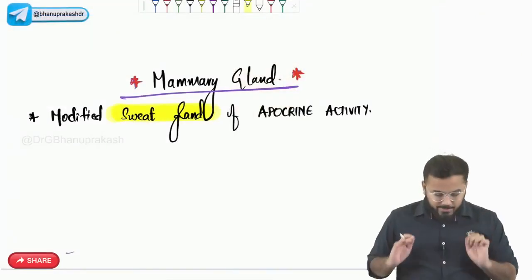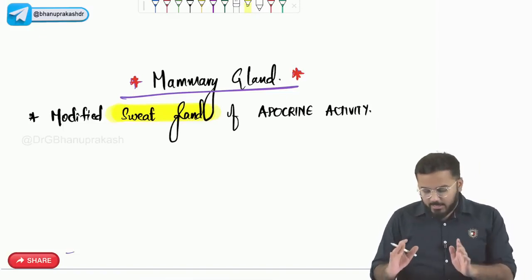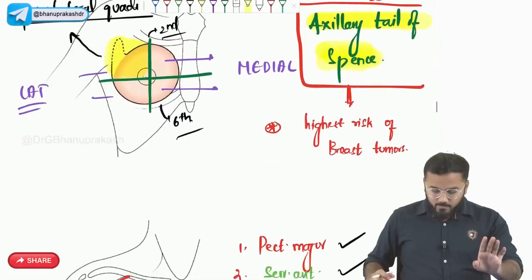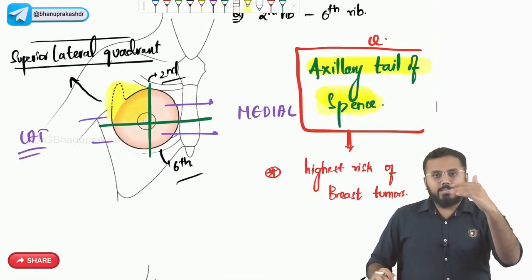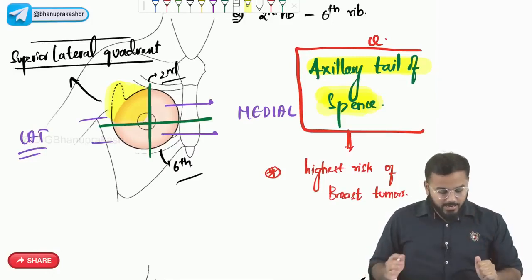Yesterday in class we discussed the mammary gland, right? One very important thing I told you about the mammary gland is that it is a modified sweat gland of apocrine activity. I've already told you that the mammary gland extends from the second to the sixth rib, and this is the mammary gland.